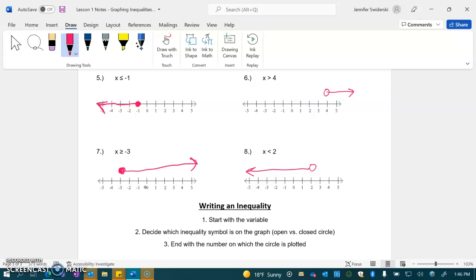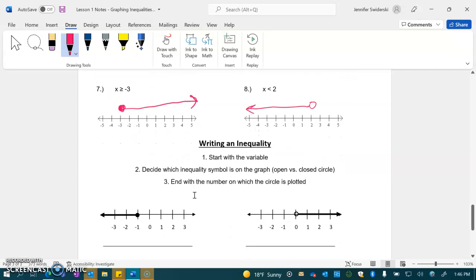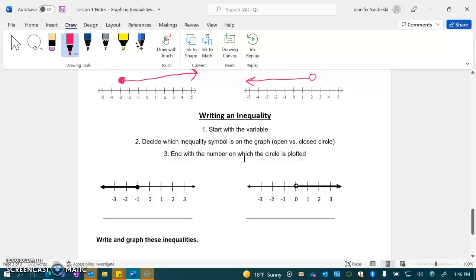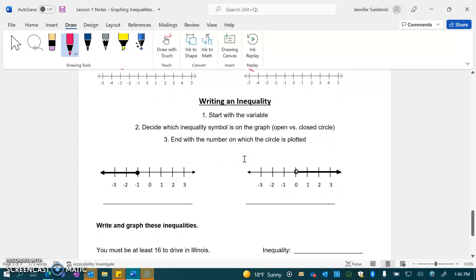All right. Should be a little bit of a review today, and then later this week we'll be diving into some new stuff. So it says writing an inequality. When you write an inequality, you always start with the variable. Remember, a variable is a letter or a symbol that represents a number. So I'm going to say x. We know x is going to, I'm looking at my sign here, it's going to the left. So x is less than or equal to -1.